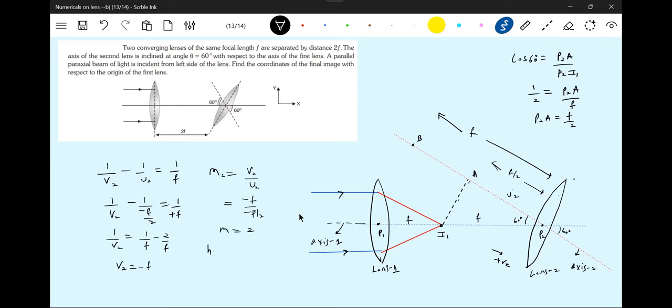Then the height H2 should be equal to M into H1. Magnification is 2. H1 is I1A. What is I1A? Sine 60 equal to I1A by P2 I1. Here, this triangle. You have to look at this triangle. So this will be root 3 by 2. I1A is what we needed. P2 I1 is what? F. So I1A equal to 2, 3 F by 2.